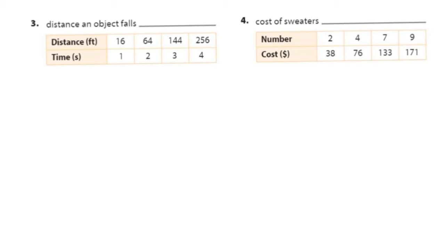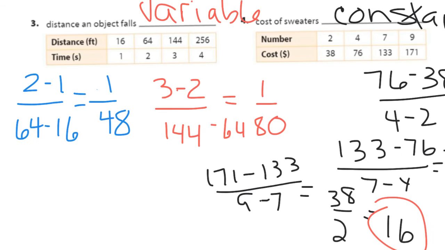Okay, you try these 2, and I'll come back with your answers. Okay, this is definitely a mess. I tried the first 2, 2 minus 1, 64 minus 16. I got 1/48. Then 3 minus 2, 144 minus 64. I got 1/80. So these are not the same. It's variable. Don't even check the last one. Here I did 76 minus 38, 4 minus 2, 16, 133 minus 76, 7 minus 4, 16. The last one's also 16, so that's constant.